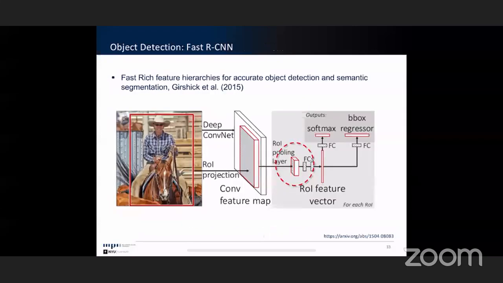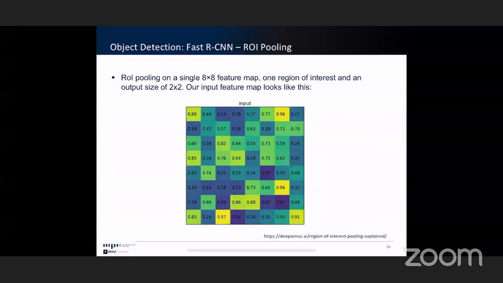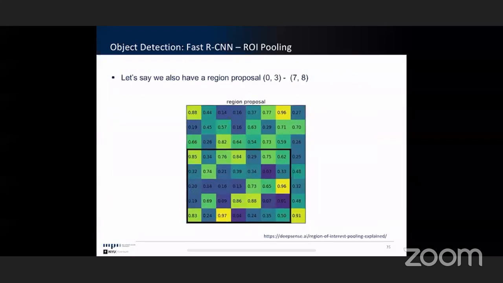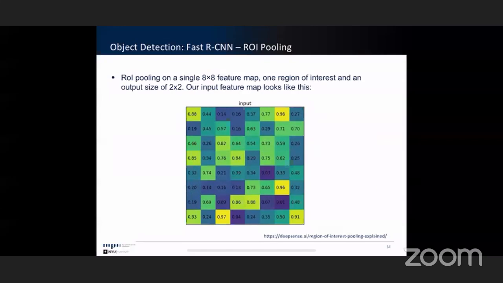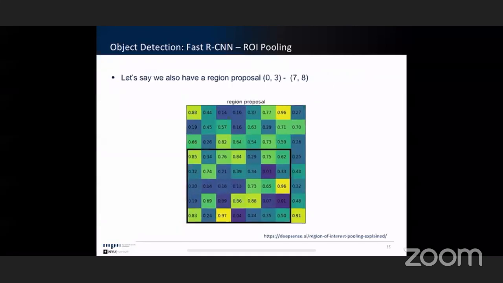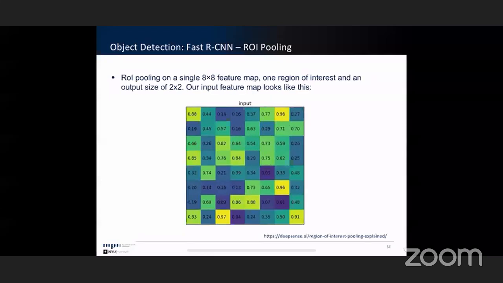And how do you do this ROI pooling layer? Well, let's say this is your feature map. Let's say we have this 8x8 feature map. And let's say one region of interest is this, and we want an output size of 2x2. So this is what our ROI layer does.